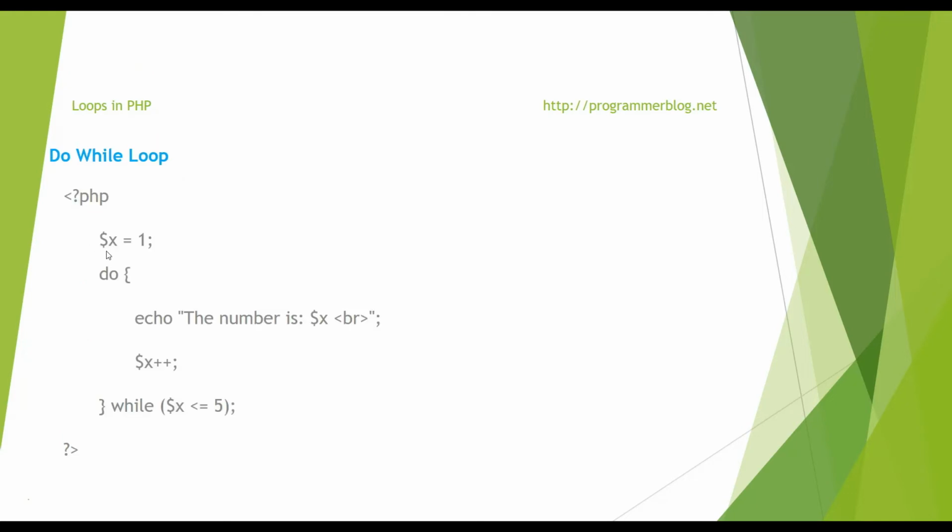Over here, we have first of all initialization. We are initializing $x equal to 1. Then we have a keyword do, and inside these code blocks we have echo the number is $x, and we are incrementing $x over here. And at the end of the code block, outside, we have the while keyword, and inside it we have a condition that is evaluating $x is less than or equal to 5. This loop will run as long as this condition is true. Let us write this code in PHP and run it.